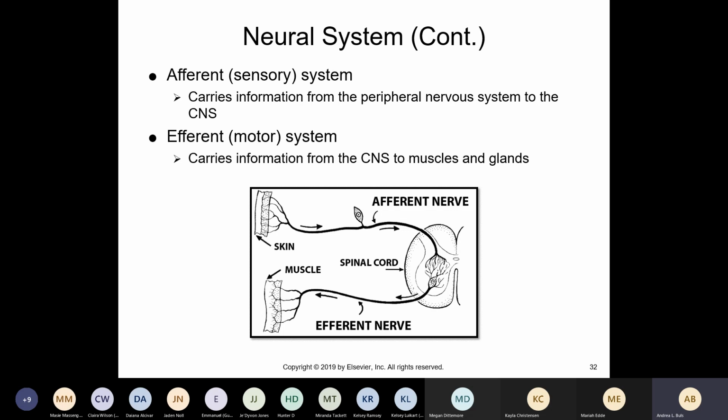So efferent means out. It is taking the information that it's received and saying, you need to move your hand. So it's sending a message out to the muscles to move the hand. So that's the difference between sensory and motor. Afferent is sensory, meaning it's carrying information that it receives from the peripheral nervous system to the central nervous system, saying that's hot. And then the efferent carries that information and says, you need to move your hand.